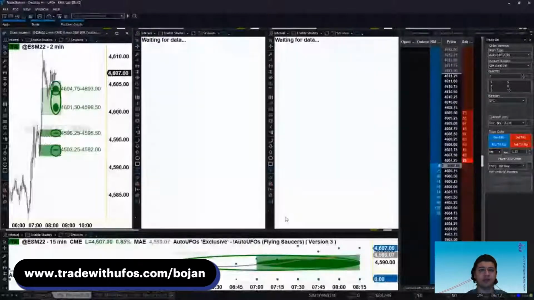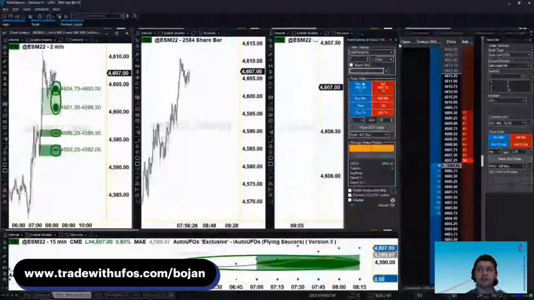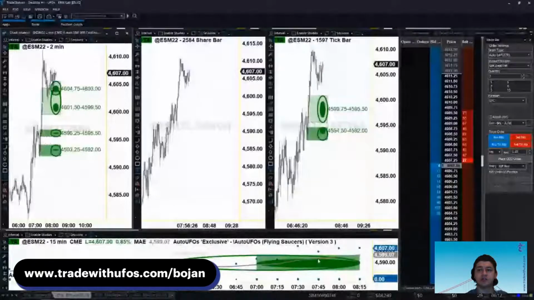Okay, here we are. So our data has loaded. So far, so good, right? Let's see what we got going on. I'm going to go ahead and analyze this on the ES, and then we can start looking for similar opportunities on the other instruments.